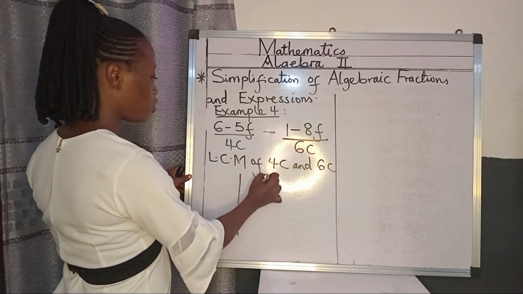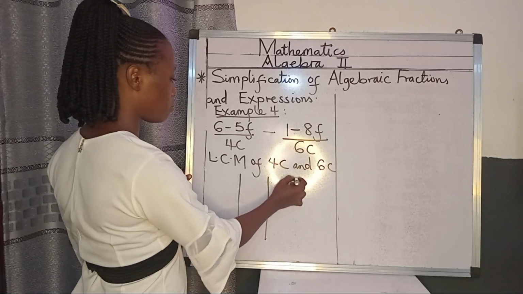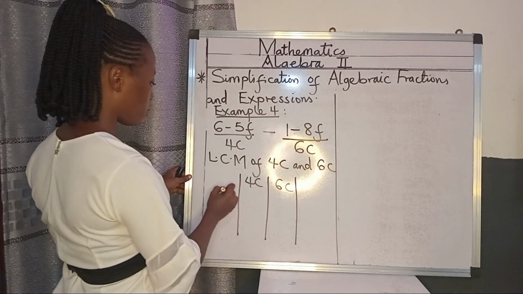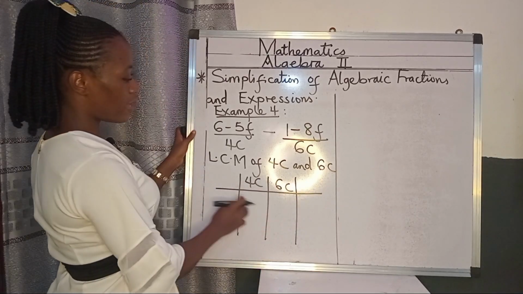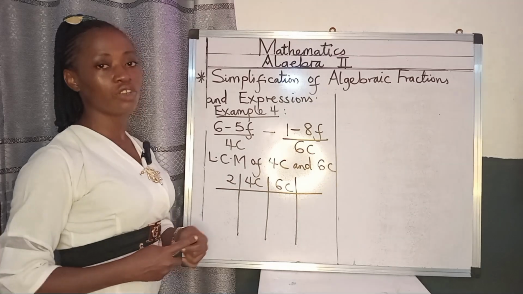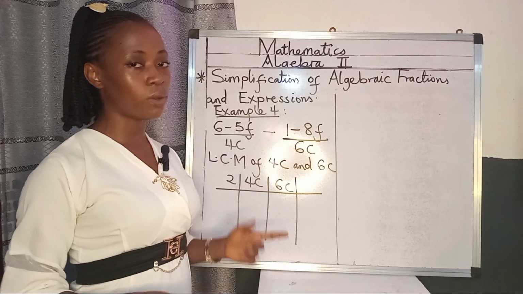And of course, I'm going to use the product of prime factors method. I have 4c and I have 6c. Now, what can divide? I'll use 2, of course. Now, when you are using this method, make sure that the numbers you are using to divide are prime numbers.